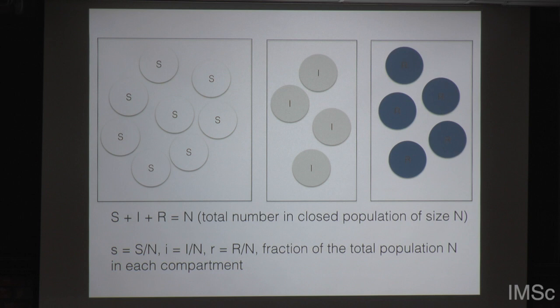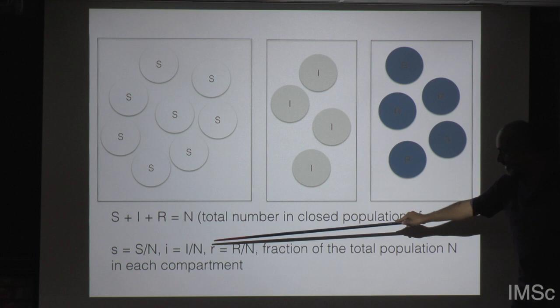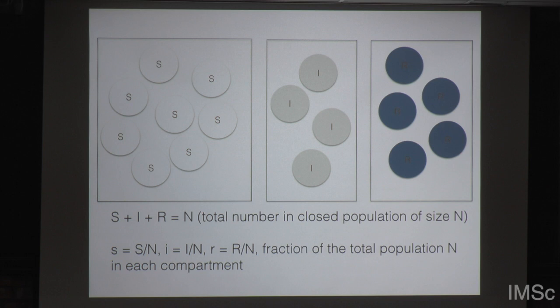It sometimes helps to divide this by N. So this is a fraction of people in that particular susceptible compartment, the fraction of people in the infected compartment, and the fraction of people in the recovered compartment. Okay?